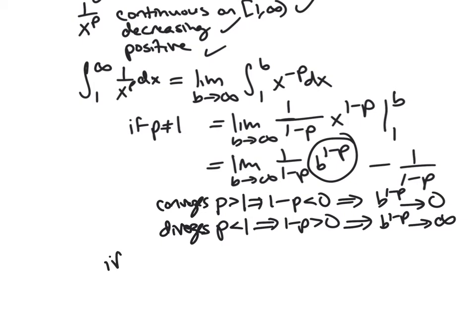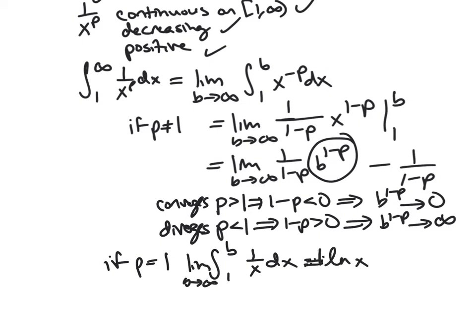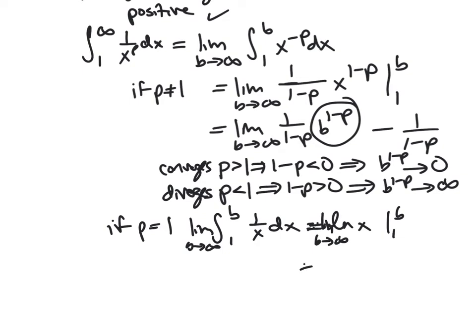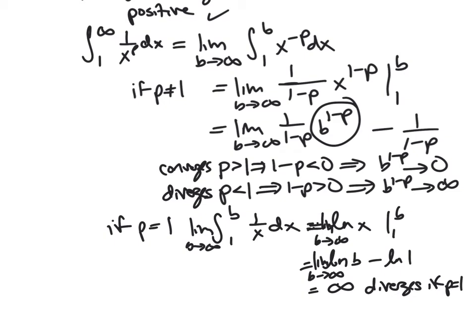What happens if p equals 1? Well, that's the case where we have just the integral from 1 to b of 1 over x dx. So this is where we have the natural log. The natural log of x from 1 to b, well, we're just going to get ln of b minus ln of 1, which is 0. Take the limit, and that's going to be infinity. And so it also diverges if p equals 1. This is exactly what we wanted to show: it converges if p is greater than 1, and it diverges otherwise.